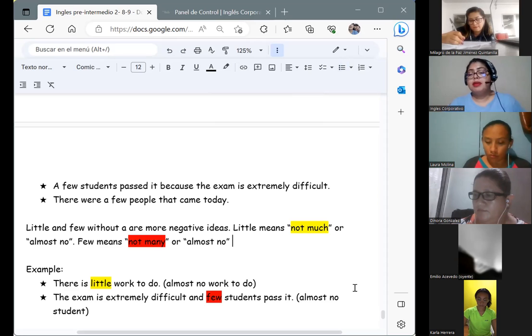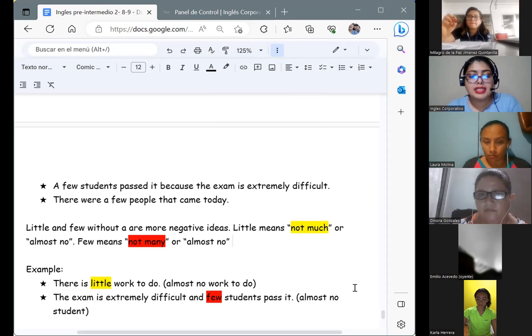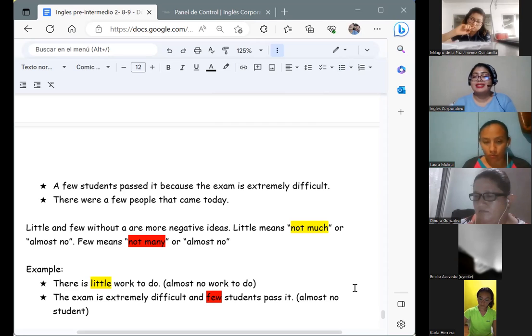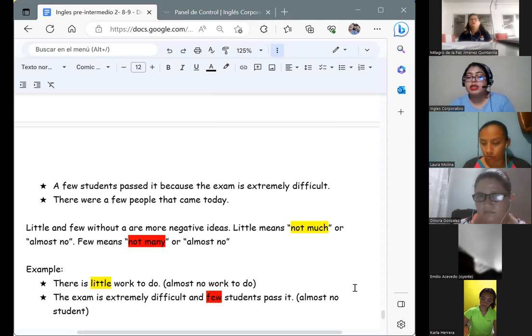Ahí los tenemos, ¿verdad? En el primer caso tenemos there is little work to do. Y estamos utilizando el significado not much. No mucho trabajo que hacer. Pero se refiere a nombres no contables, ya que el trabajo es una masa. Y entra en la categoría de nombres no contables. And in the other one, we have few with the meaning not many. No muchos estudiantes lo pasaron. Not many, que se refiere al uso de los nombres contables, ya que estamos hablando de personas.